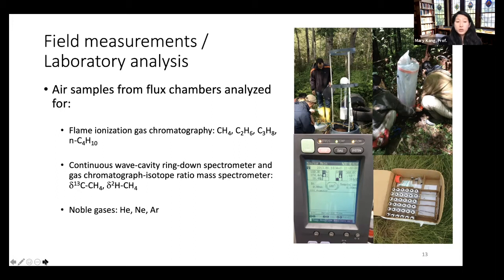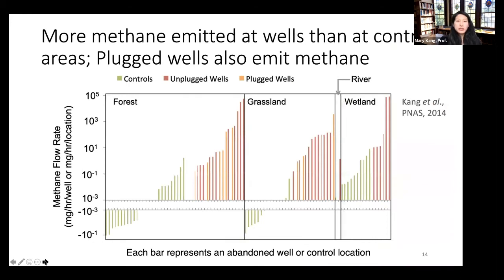We also looked at isotopes, and also noble gases. And all this geochemical data gives you more information about where the gas is coming from. And of course, we want to quantify how much methane is coming out of these wells. So this is from my first study on this topic. And basically what we found is that there's definitely more methane coming out of the wells than the control areas.